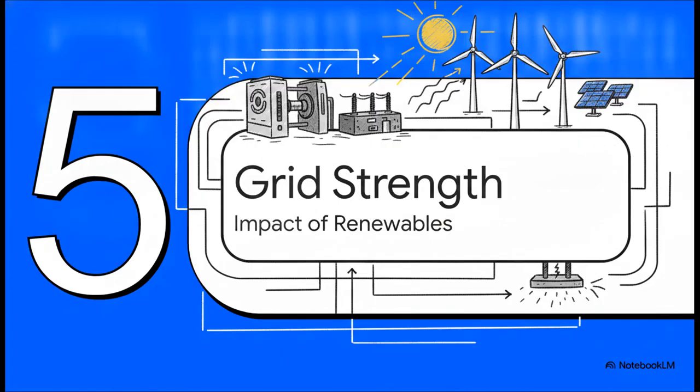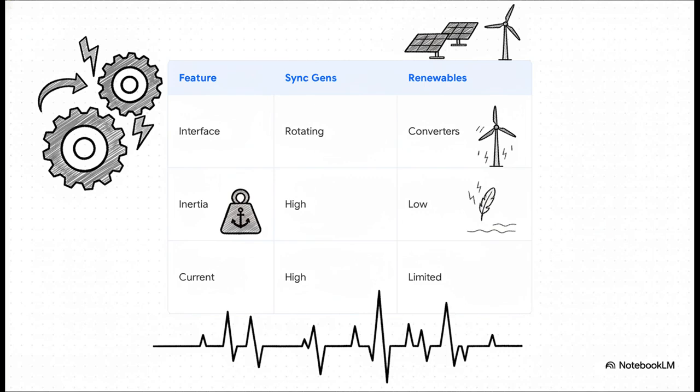Okay, moving to Section 5, Grid Strength and Renewables. Now, everything we've talked about so far assumes traditional, rotating, synchronous generators, but we have to acknowledge that modern grids are fundamentally shifting. Let's compare how traditional, high-inertia synchronous machines behave during a fault versus inverter-based resources like solar and wind. Traditional synchronous generators interface with the grid through massive, rotating physical masses, inherently providing huge short-circuit current and a natural physical resistance to frequency drops.